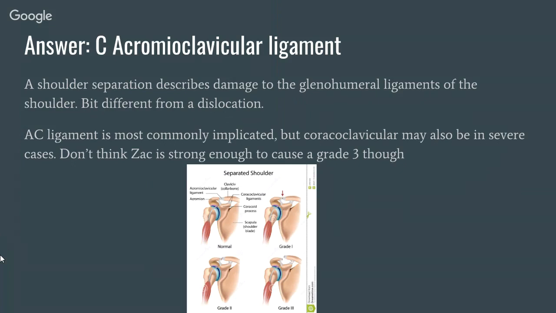Now, when it comes to shoulder separations, it's a bit different to shoulder dislocations, as I hope was explained to you during your anatomy tutes. Shoulder separations are not usually as severe, and it's usually an injury to a very specific ligament, most commonly your acromioclavicular ligament. You can also have coracoclavicular involvement. However, this has to be a very, very severe case, so it's unlikely that your CC joint was also implicated. It's most likely going to be your AC ligament.